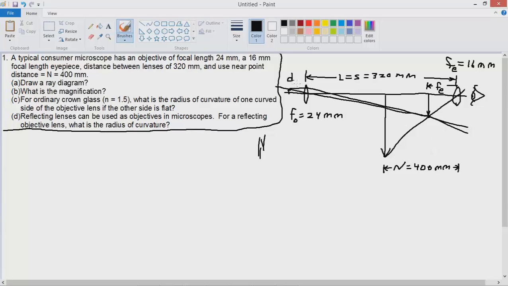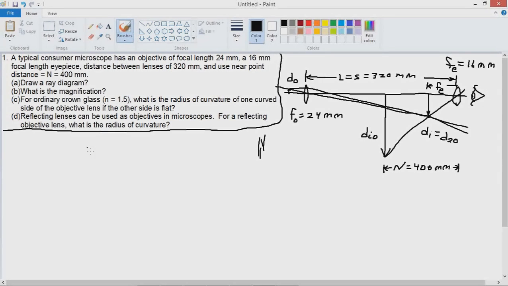So this is the distance of the object. This is the distance between the objective lens and the image. We'll call this d sub I. This equals the image from the first lens becomes the object for the second, D2O, the object for the second lens being the eyepiece. And then finally, this is D2I, and that'll equal 400 millimeters, by the way.